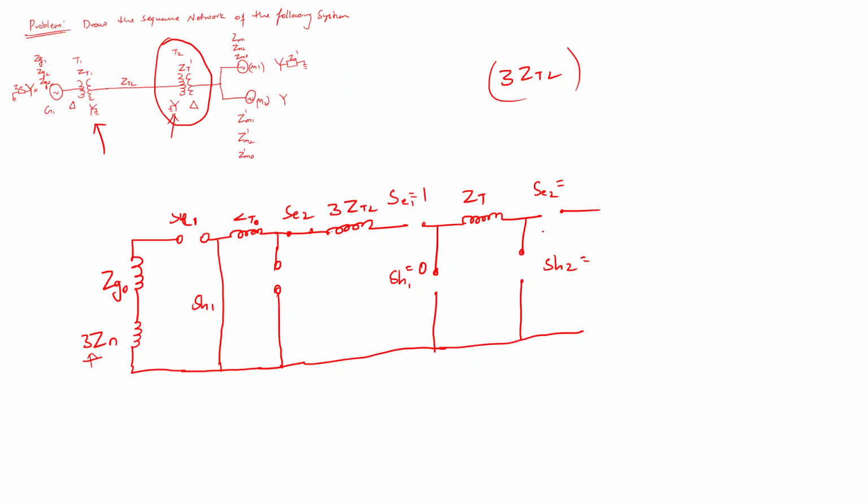0. Similarly for SE2, 0 or 1? 0. SH2 is 0 or 1? 1. Correct? These values are correct? Please tell me, correct or wrong? Yes, sir. Okay, so wherever I am getting 1, I will close the switches. The others I will leave open. Correct?